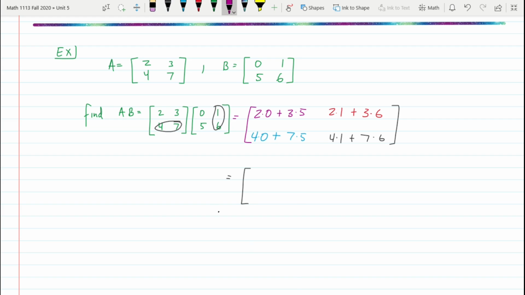So let's simplify. 0 plus 15 is 15. Then we have 0 plus 35 is 35. Then we have 2 plus 18, that becomes 20. And then finally, 4 plus 42 becomes 46. Okay, so that is the solution between A times B, right? Matrix A times matrix B.